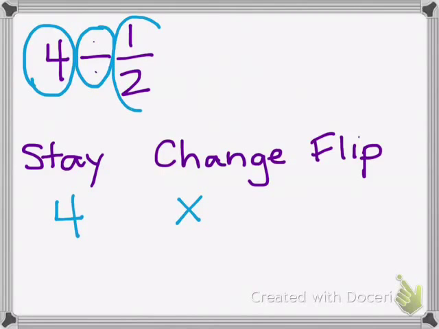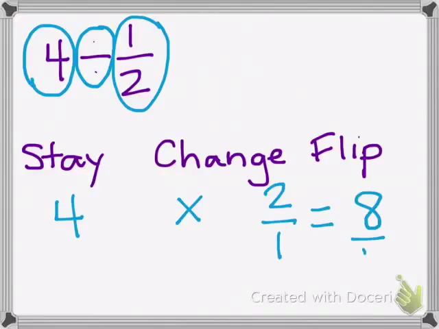And the flip is that we find the reciprocal of 1/2, which is 2 over 1. And when we multiply, you'll see that we get 8 over 1, or 8. And there are 8 pieces created when we take a 4 and cut it into halves. The reason that works is because we're taking our 4 and we are doubling the number of pieces.